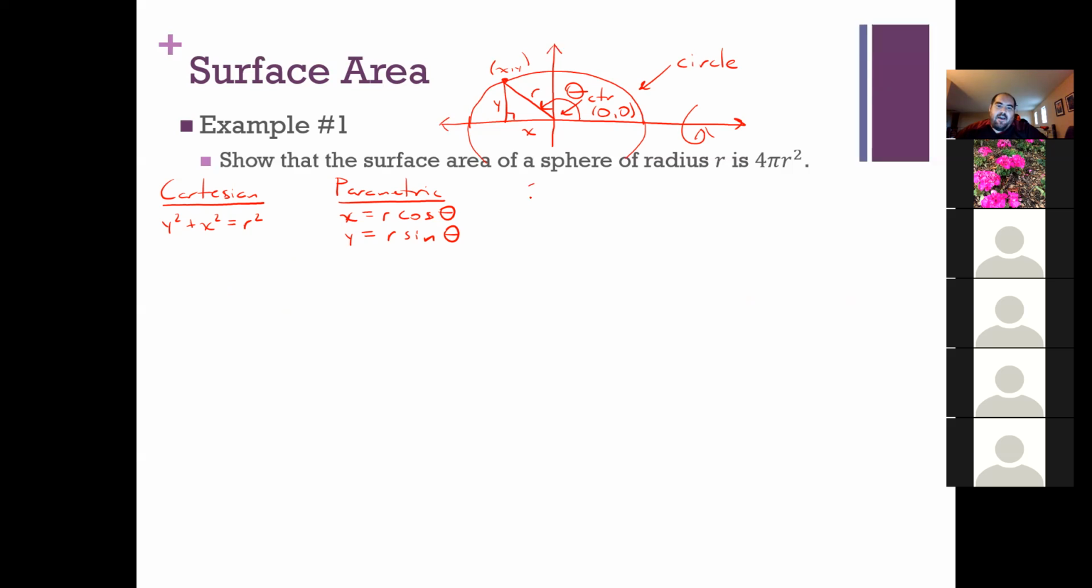So let's recall, how did we find surface area in Cartesian form? So integrated from A to B.